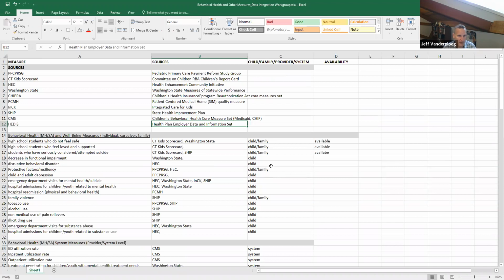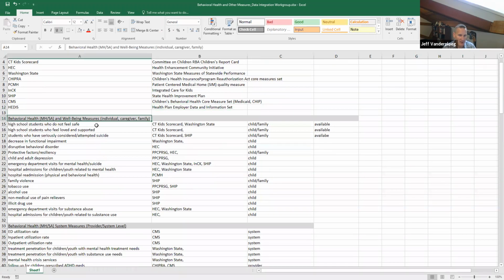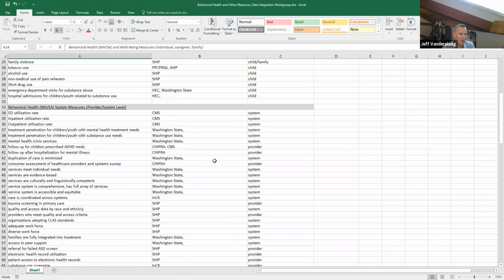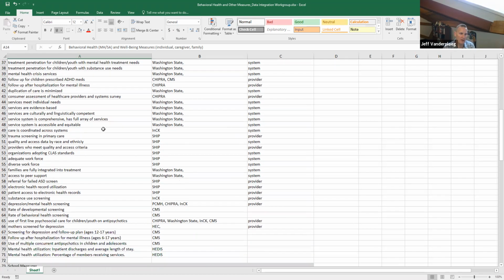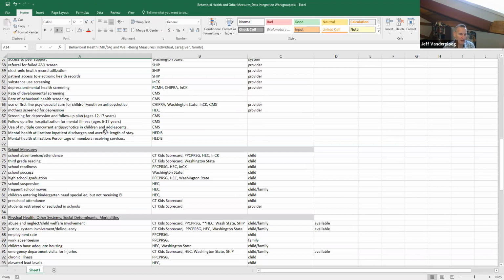So for those of you who didn't get a chance to get the lay of the land on this spreadsheet, I tried to organize it according to individual level behavioral health and well-being measures, and that includes both mental health and substance use measures that are collected primarily at the individual caregiver or sometimes the family level. There's a whole block here of behavioral health system measures that come from a variety of sources. So these might be ones that we look at and say, that kind of hits the mark in terms of system level indicators that we would be interested in having access to in Connecticut.